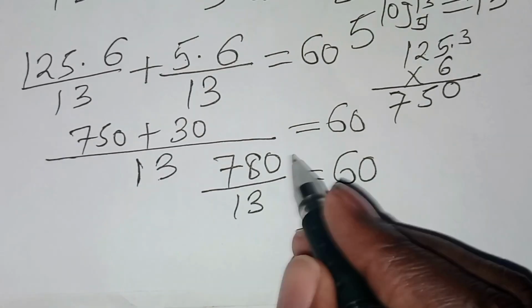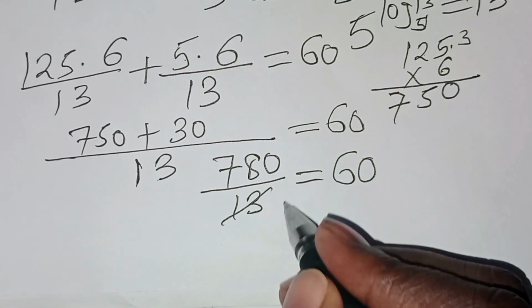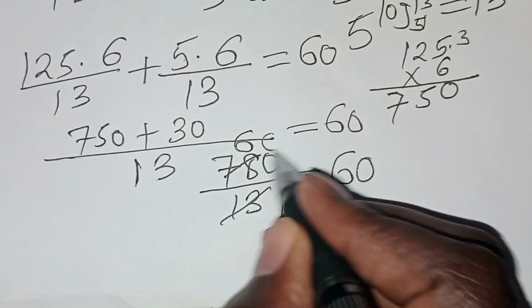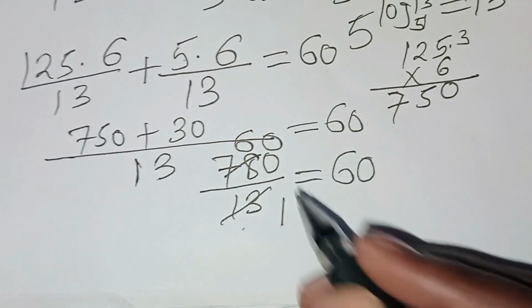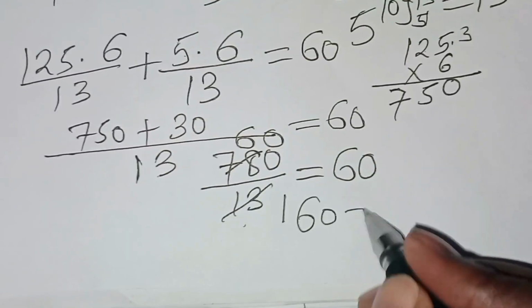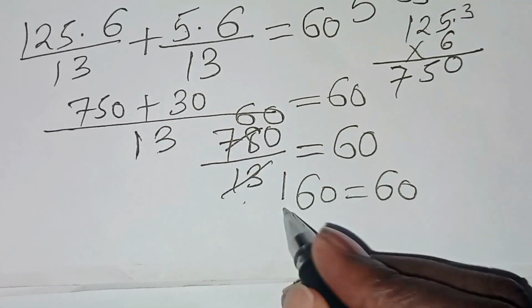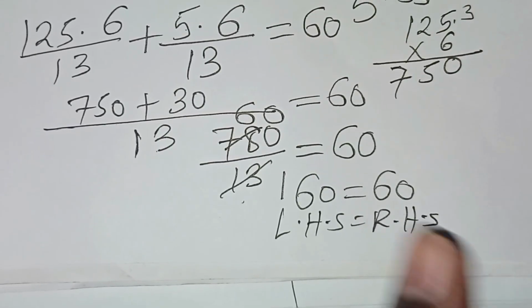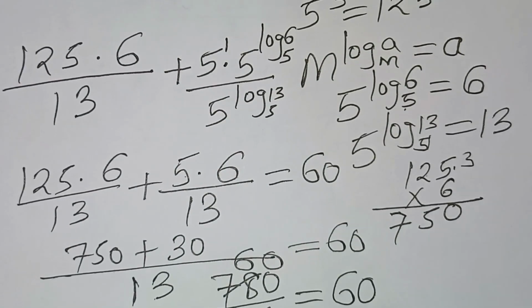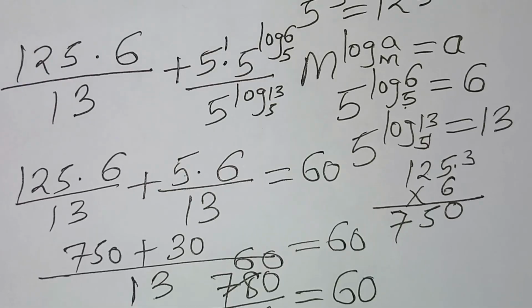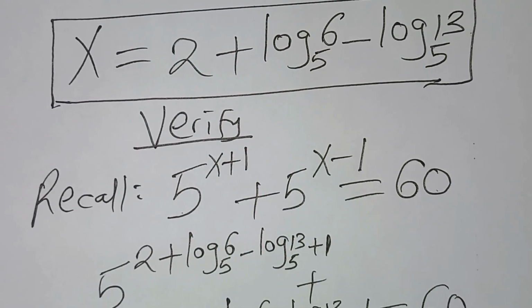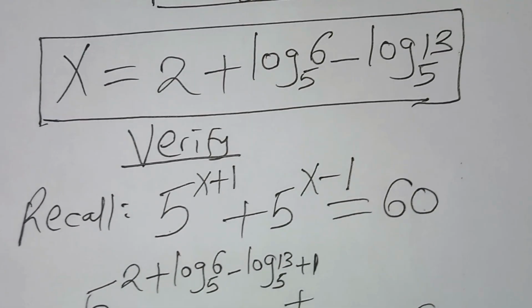So we simplify here by 13: 780 divided by 13 is 60. So we have 60 is equal to 60. The left hand side is equal to the right hand side. And that affirms that the value of x, which is equal to 2 plus log 6 to base 5 subtract log 13 to base 5, actually satisfies the equation.